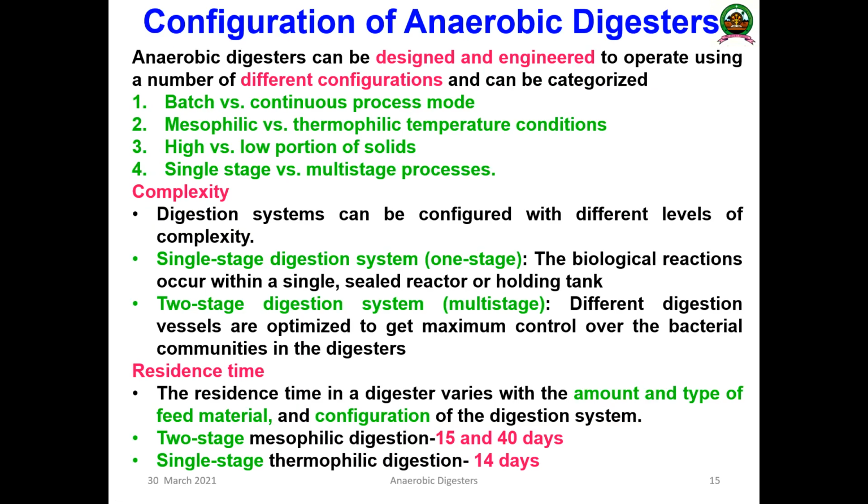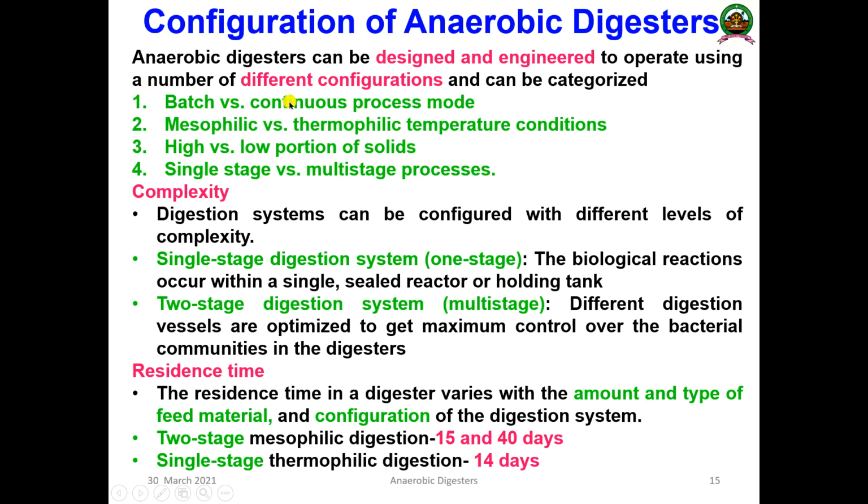Then how are you going to design and configure anaerobic digesters? The equipment we use for the anaerobic digestion process is known as anaerobic digesters. These digesters can be designed and configured to operate using a number of different configurations, and they can be classified into 4 different groups. One is batch and continuous process types. Second is mesophilic versus thermophilic temperature conditions. Third is high and low portion of solid. Next is single stage or multi-stage process.